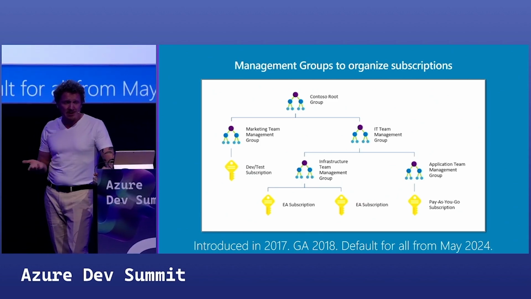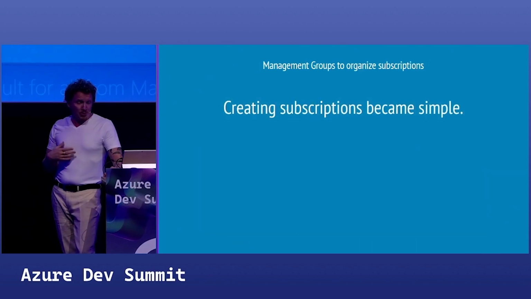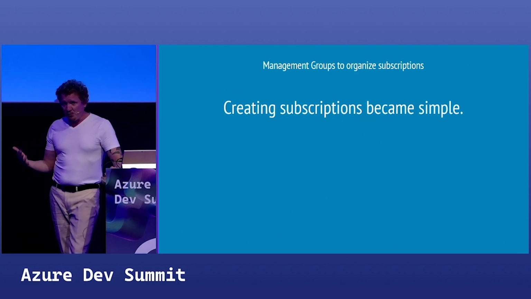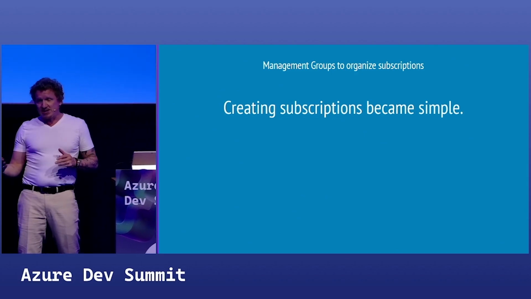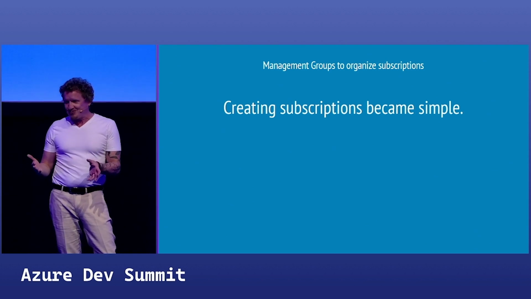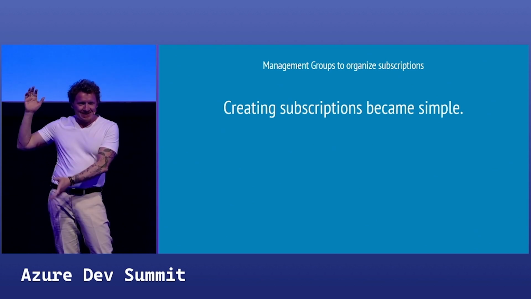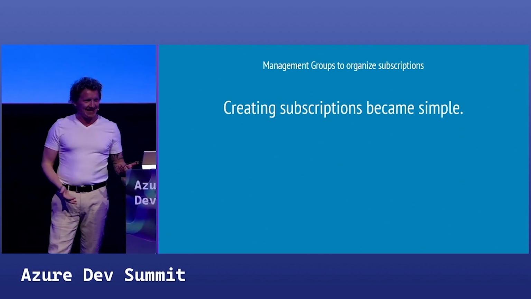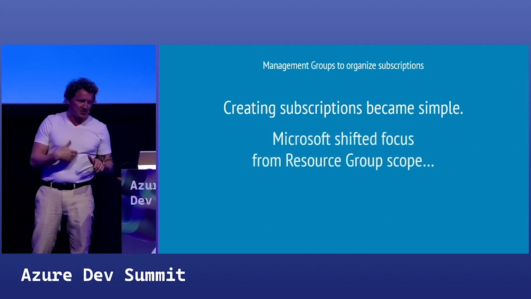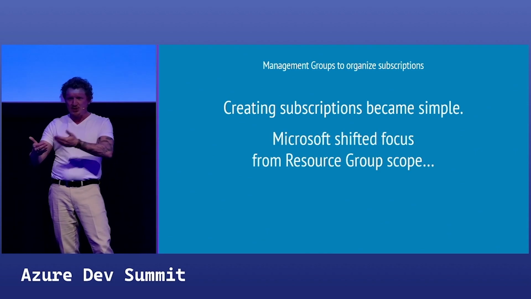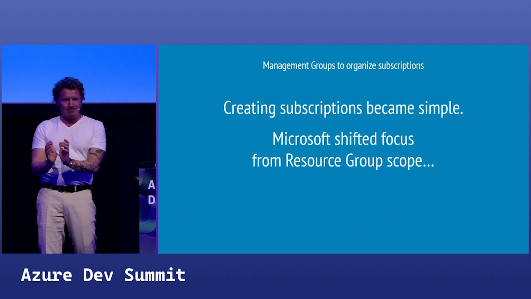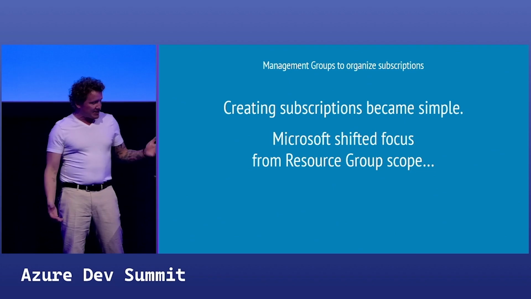What happened there, as you probably recall, was that creating subscriptions became very easy. Before this time, I would have enterprise customers that had like 1 or 2 subscriptions, with thousands of resources in these subscriptions. But that's not at all how we do things today. It's changed a lot. So Microsoft shifted the focus. They kind of zoomed out one step, right? Before, the resource group was the application, basically. But now it's not at all like that.